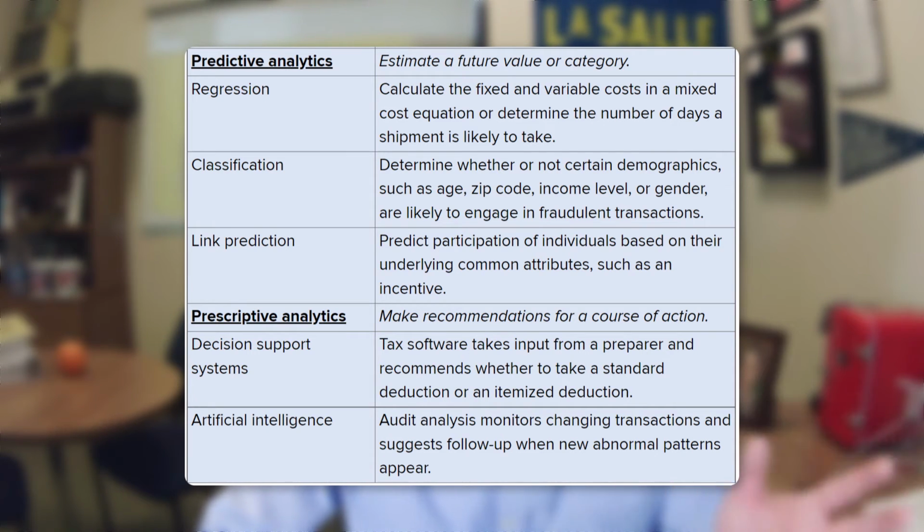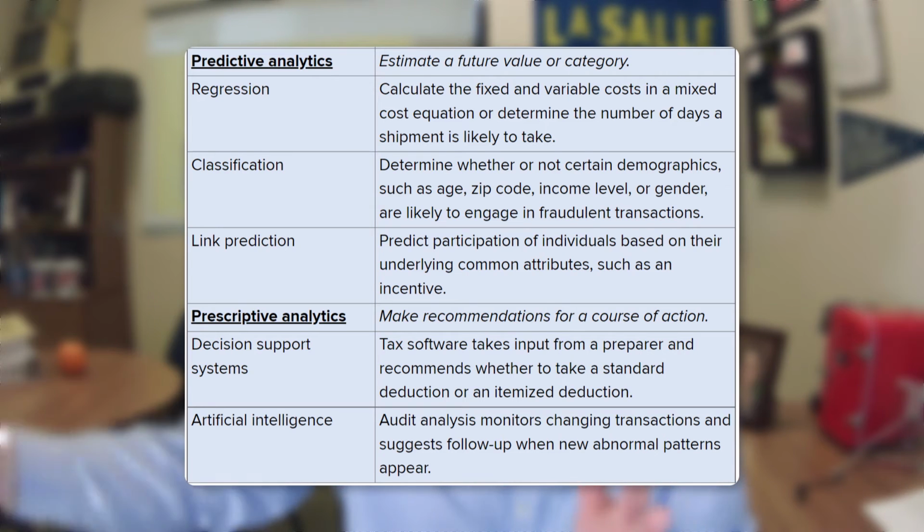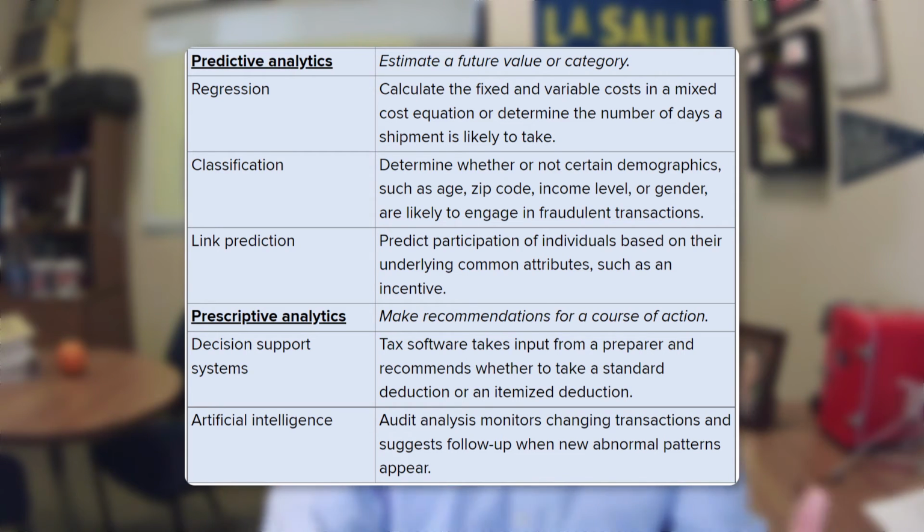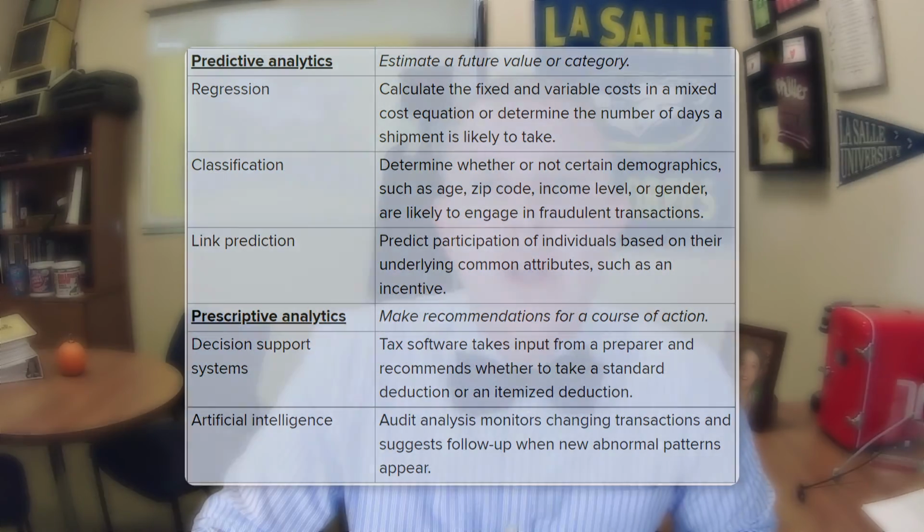We're going to try to develop a model to predict some outcome variable using some independent explanatory variables. So we're going to try to predict an outcome using data. We could also look at classification and link prediction in predictive analytics. And within prescriptive analytics, we could create decision support systems, and we could develop AI, artificial intelligence, to advise us on what we should do given the data that we have. Very sophisticated, very powerful tools in these third and fourth categories of data analytics.